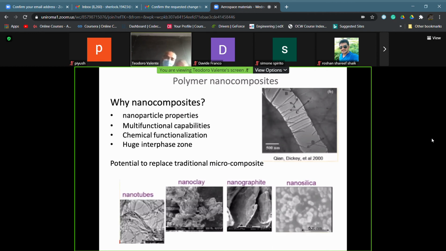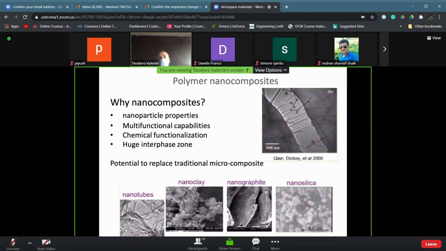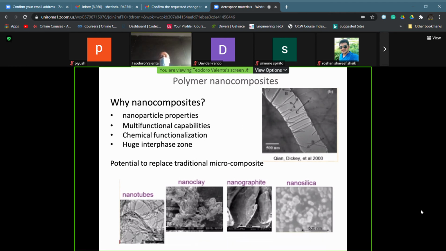The interest in this class of materials, because we can also have the possibility to use reinforcement with different morphologies: nanoparticles, nanowires, nanotubes, and also, in this case, layered materials. But one interesting thing is that we can work with a sort of chemical functionalization of the nanophase, which makes this nanophase able to be more near the polymeric matrix.